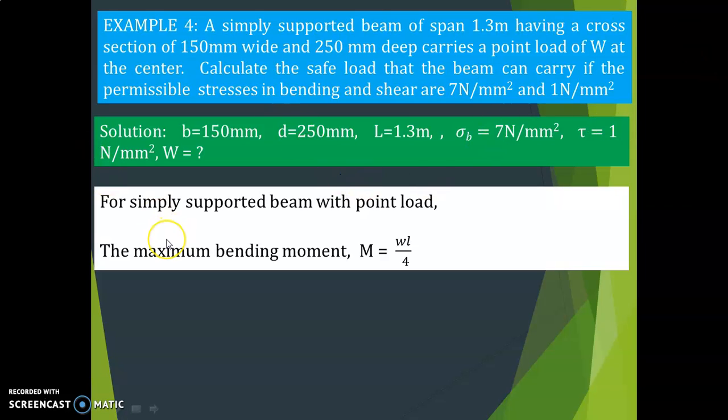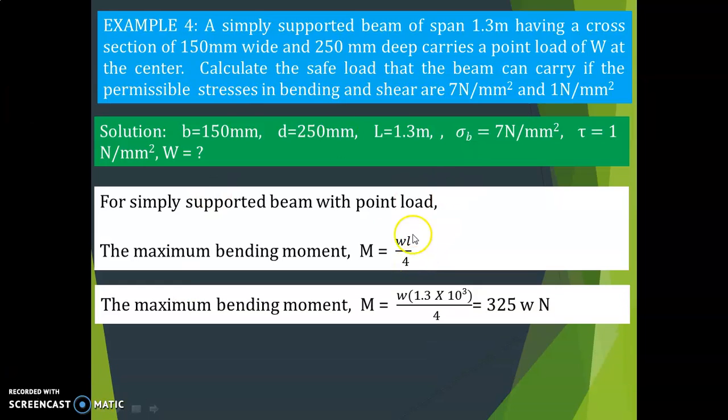For that you have to calculate the maximum bending moment. In this case, it is a simply supported beam with a point load. So maximum bending moment is equal to WL divided by 4. Substitute L: L is 1.3 into 10 raised to 3 divided by 4. You get 325 W Newton millimeter, because this is only a point load.